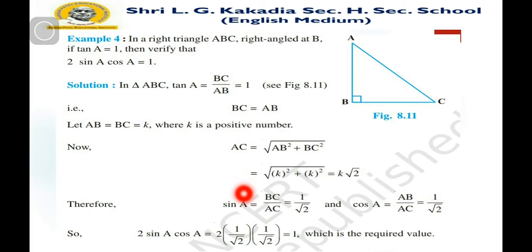Therefore the value of sin A is opposite side upon hypotenuse, that is BC upon AC, which is equal to 1 over square root 2. Also cos A is adjacent side upon hypotenuse, that is AB upon AC, which is equal to 1 over square root 2. The value we want to verify, 2 sin A cos A, is 2 into 1 over square root 2 into 1 over square root 2, which is equal to 1, the required value. So by this way, using trigonometric ratios, we can prove such problems and also find some values.